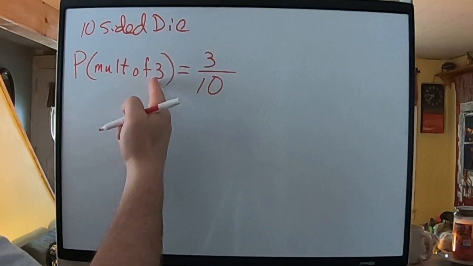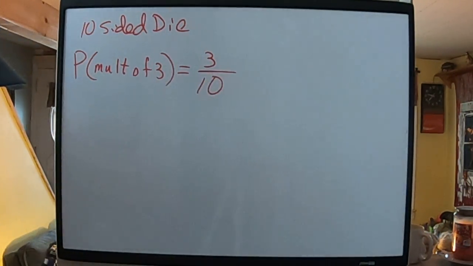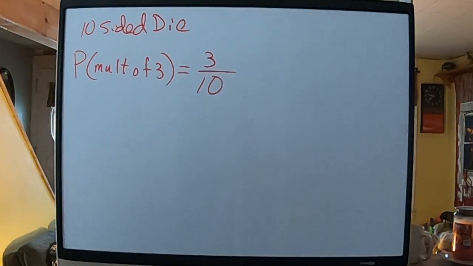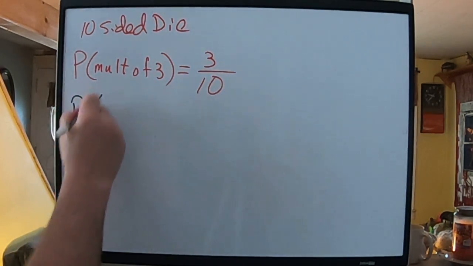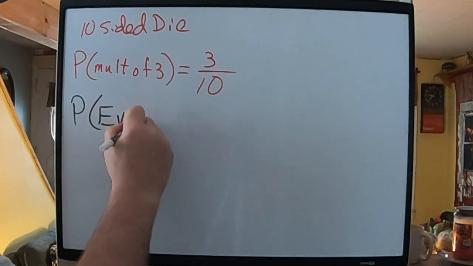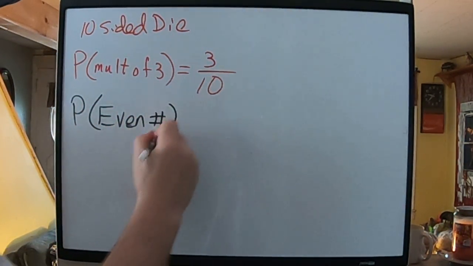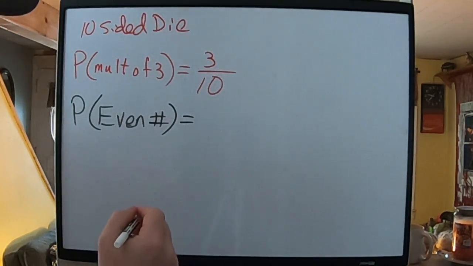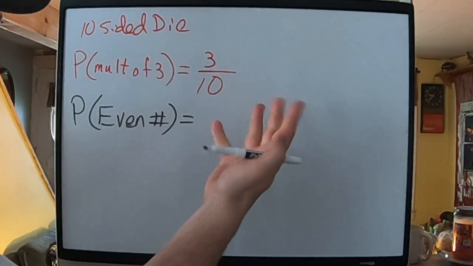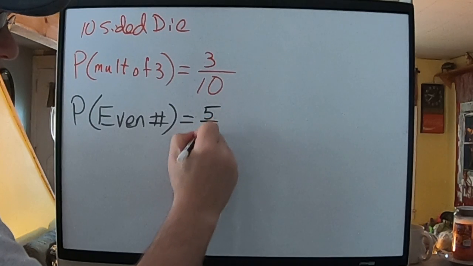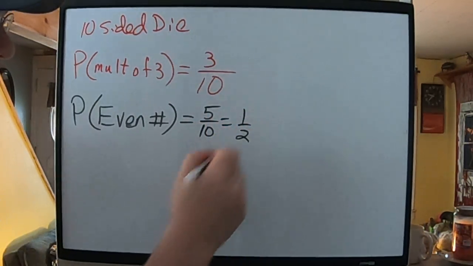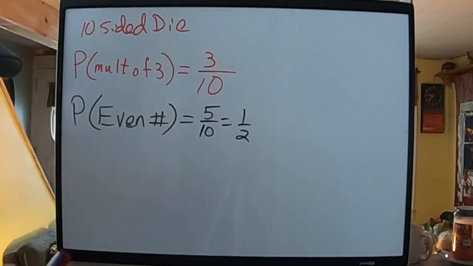Now that's a coincidence that this is the 3 and that's a 3. What else? What about an even number? Well, the chances of getting an even number, 2, 4, 6, 8, 10, are 5 out of 10, or 1/2. We're not doing percentages, we're just doing the fraction.